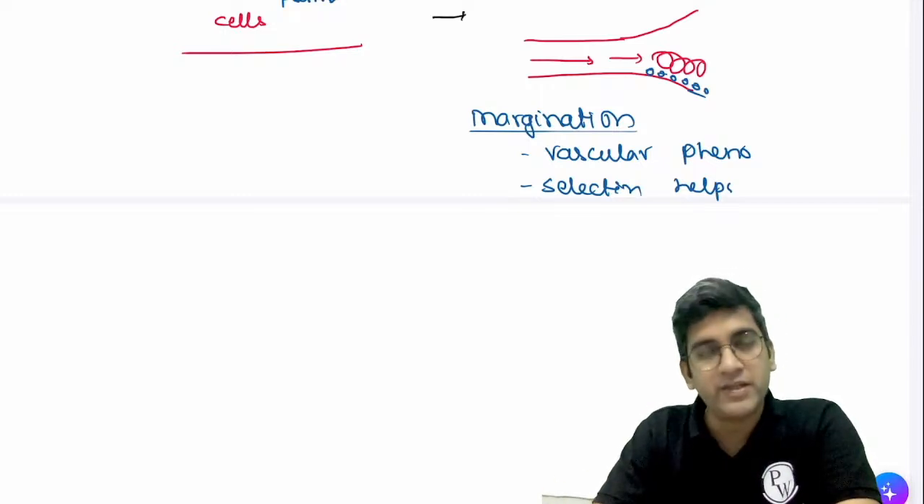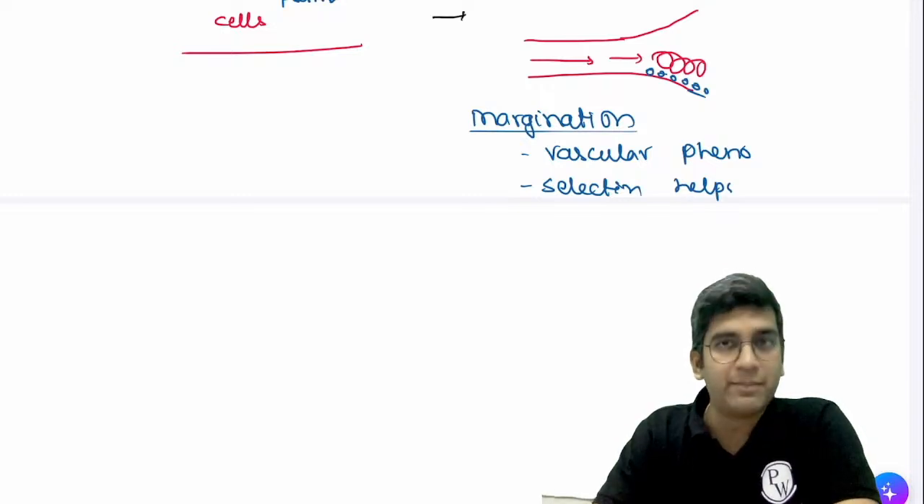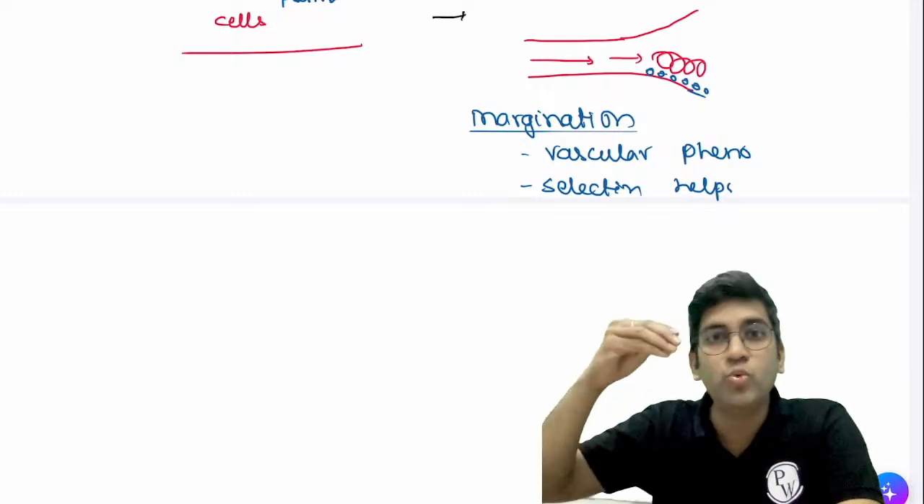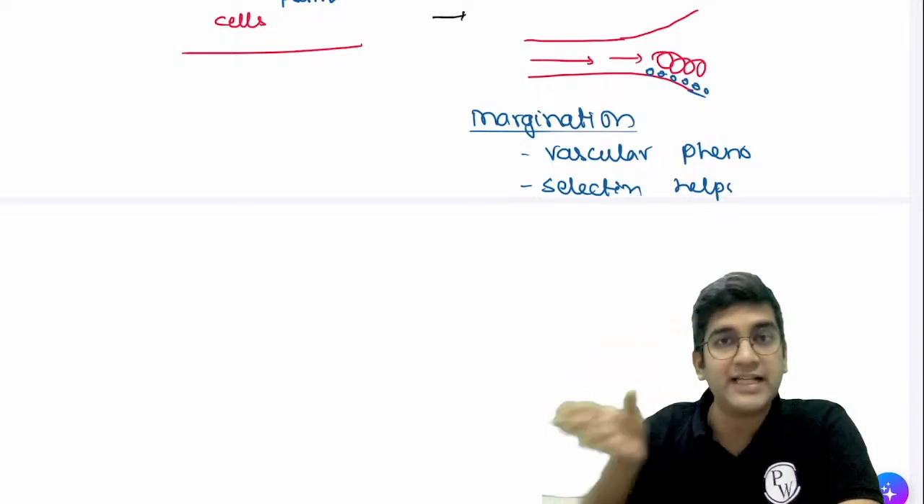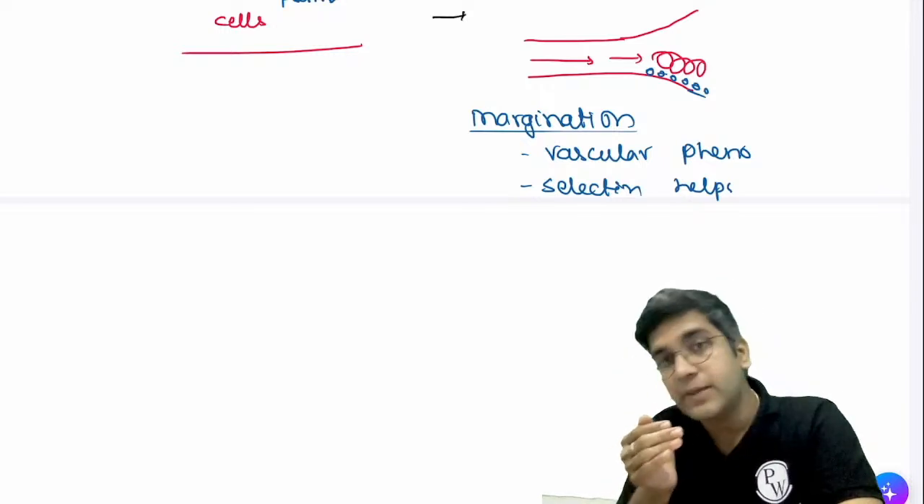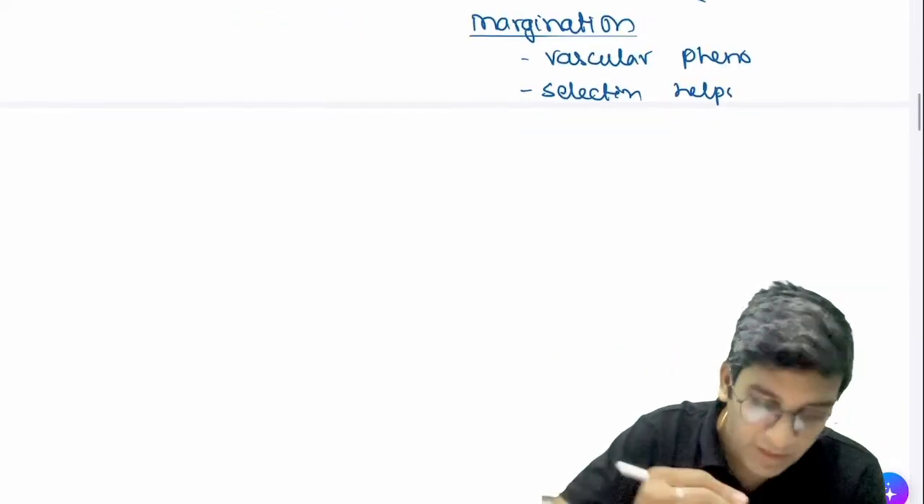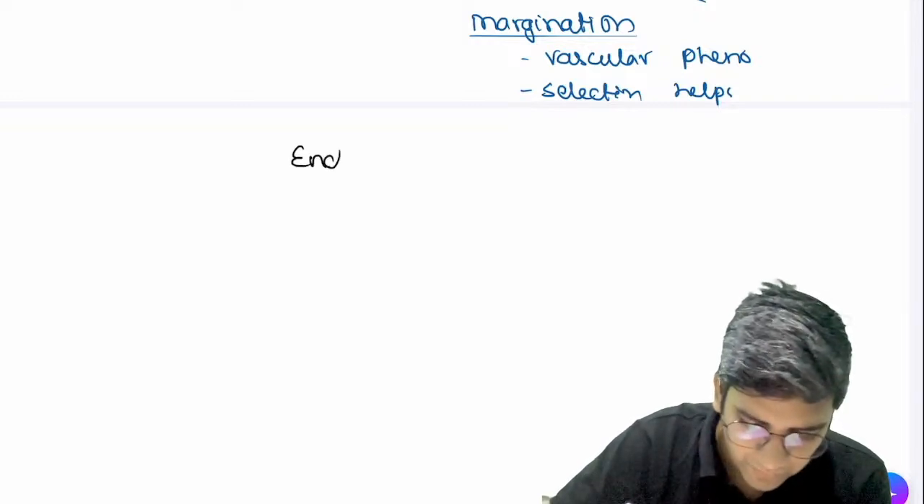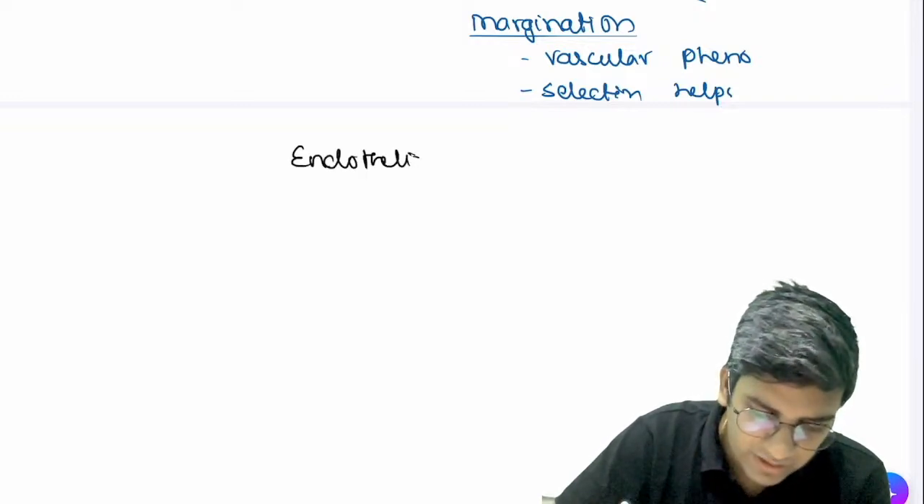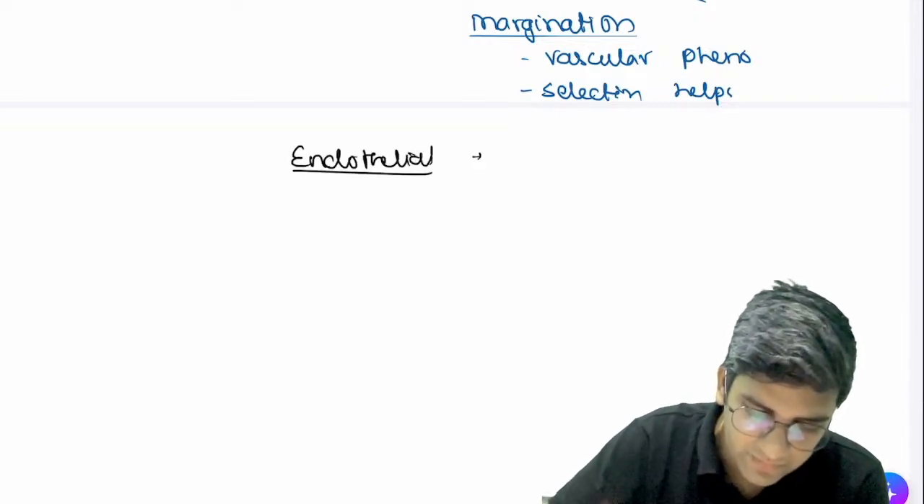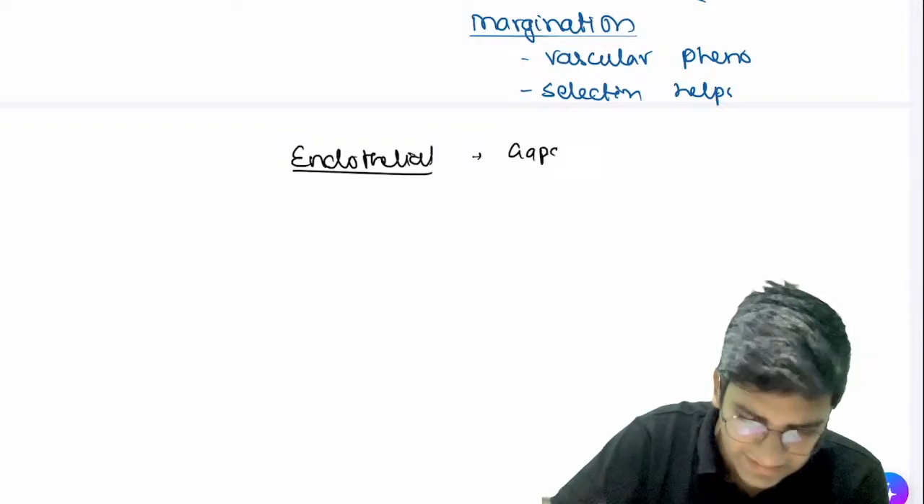So the second step for me is, how does the endothelium give a gap? The endothelium has to remove itself so that I can go outside. Otherwise, even though I marginate, I can keep hitting the blood vessel wall. I cannot go outside, right? So the next step for me is, how does the endothelium give way? We have to understand how the endothelium gives way or gives a gap, right?